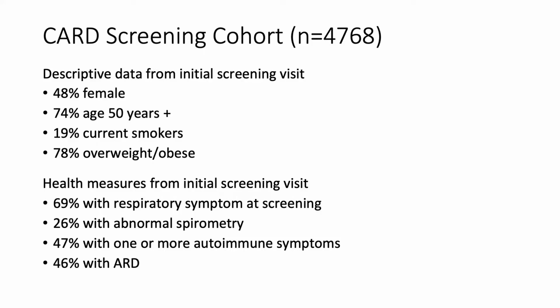This is from the initial screening visit, and they do have repeat measures on some of these people. But from the initial screening visit, 69% had a respiratory symptom at the date of the screening, 26% had abnormal spirometry, which could be a variety of things, 47% had one or more autoimmune symptoms, and that's based on a checklist of autoimmune symptoms that Dr. Deagle created for us to ask people, and then 46% with ARD.